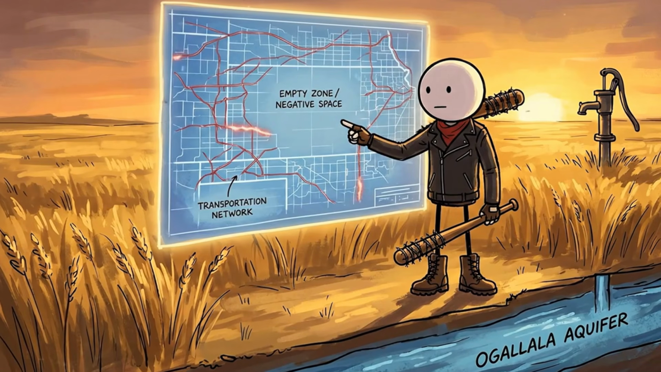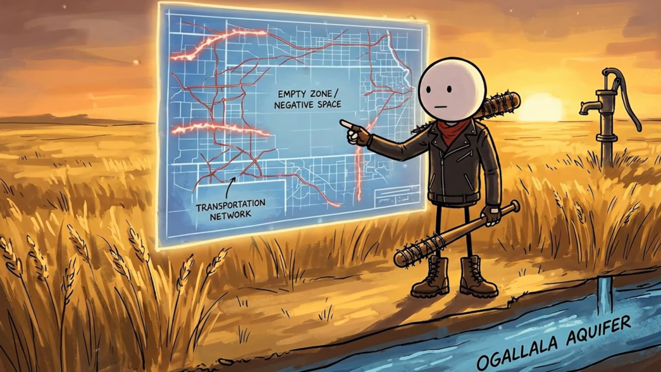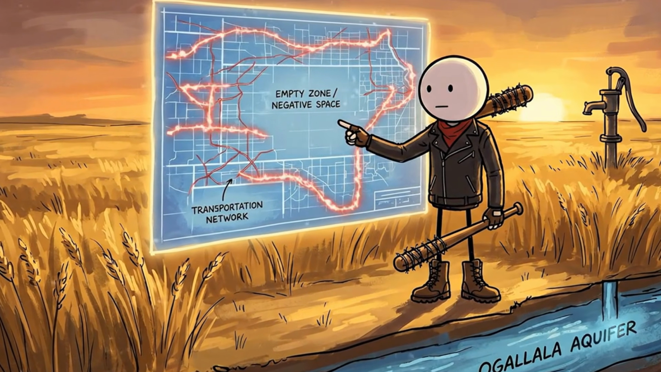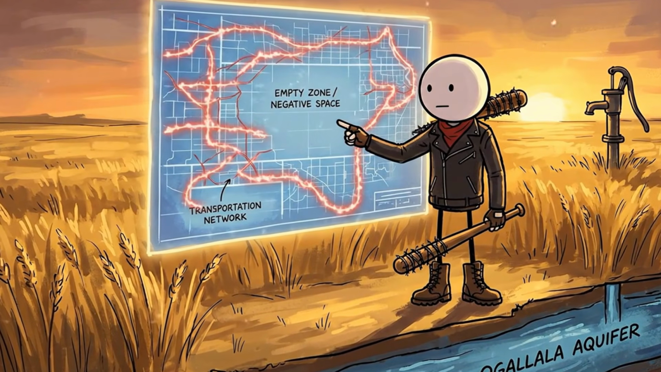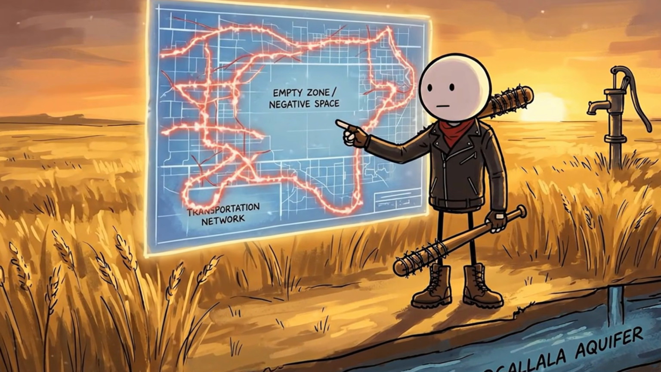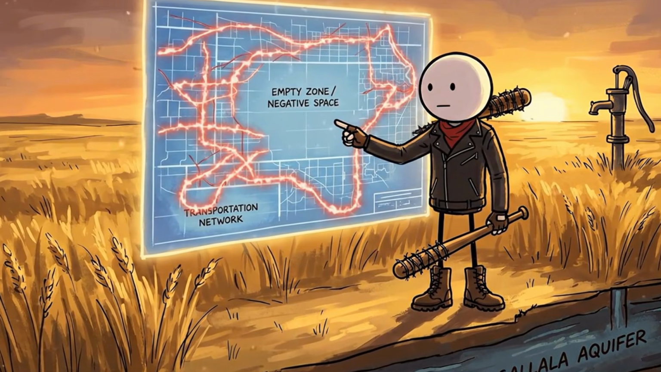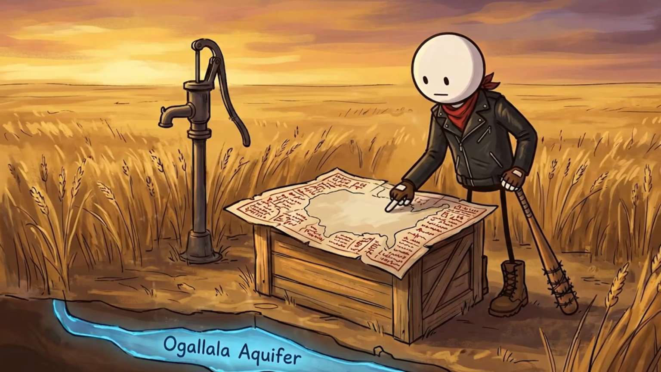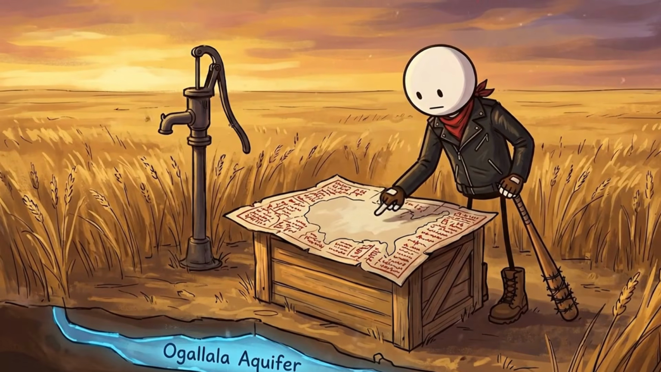But here's what the same data reveals when you invert the model. The transportation network analysis that predicts which cities fall first also identifies, by negative space, where the outbreak wavefront arrives last, or never reaches at all. The same map that shows destruction shows survival. You just have to read the empty spaces.